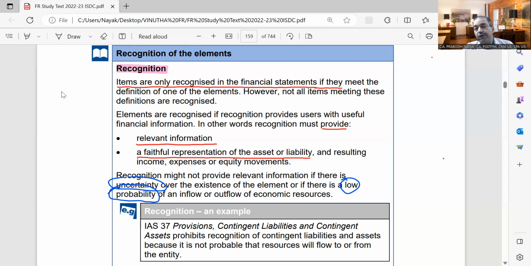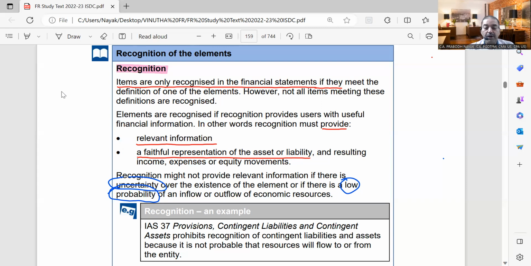So not only should they satisfy one of the definitions of the 5 elements, but they should also be useful for the users of the financial statements. That means an investor or a creditor or a bank or a financial institution or the government or the employees, they should have some use of the data. In other words, recognition must provide relevant information and a faithful representation of the asset or liability, and resulting income, expenses, or equity movements.